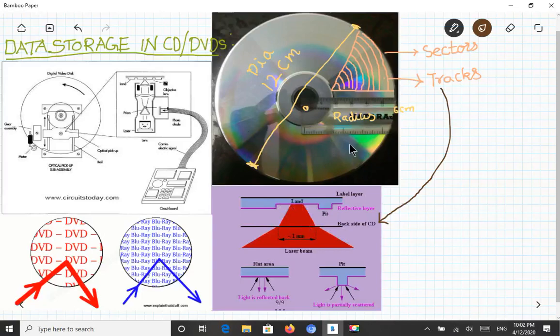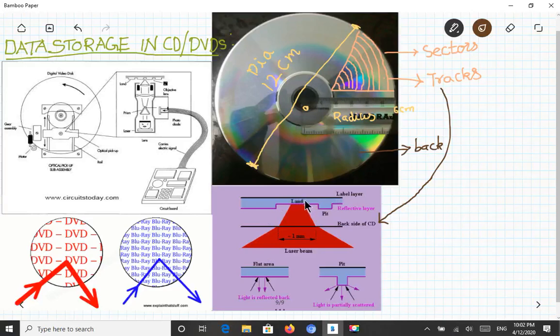So a CD normally consists of 3 layers. The first one is called the label layer, which is the front side of the CD, and this will be considered the back. So this is the back side of the CD. The front side has the label surface where you can write everything. So this is the internal structure.